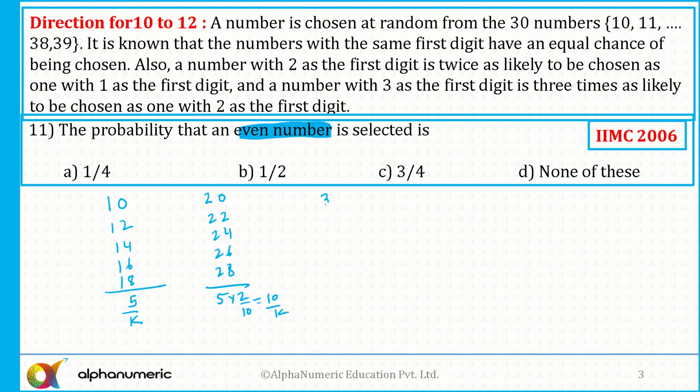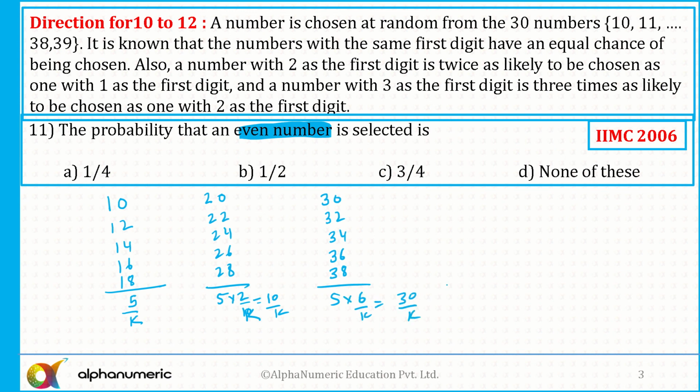And for the numbers starting with 3, how many of them are even? 30, 32, 34, 36 and 38. Each of them starts with a 3 and their probability is 6 by k. So I can say that is equal to 5 into 6 by k, which is equal to 30 by k.